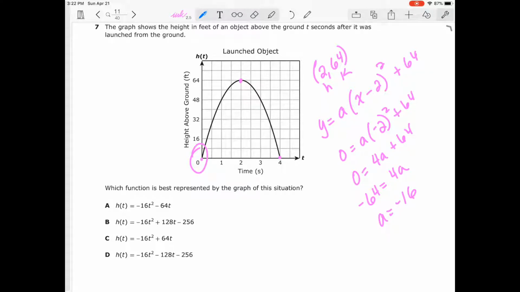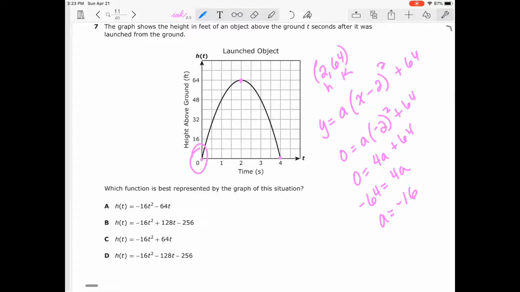You could have also used reasonable deduction on your answer choices that you're given here. They all have an a value of negative 16. So that could have helped you out without having to do this whole process. So now I know that my equation is going to be y is equal to negative 16 times (x minus 2) squared plus 64.